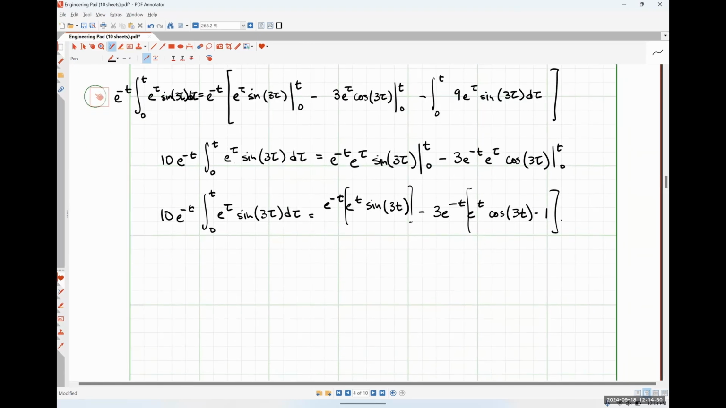So from here, I can make a couple of observations, right? This e to the negative t and this e to the t cancel each other out because I'm just multiplying them through. So my right-hand side of this thing is just going to look like sine of 3t minus 3 cosine of 3t plus 3. Are we okay with that?